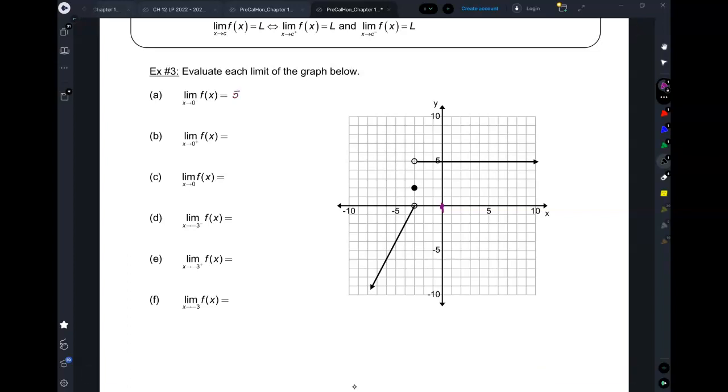Now for the other one, x approaches 0 from the positive side. From the right-hand side, where is the y value approaching? 5. Because these two are the same, this is also 5 automatically.